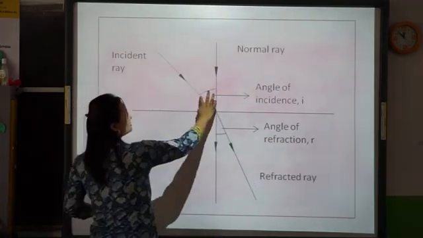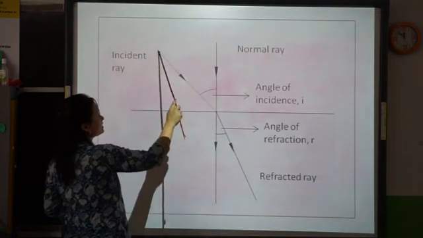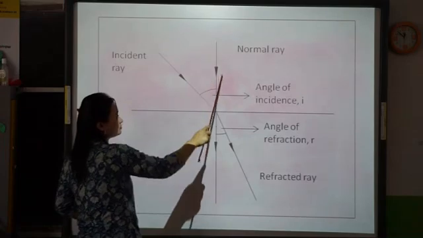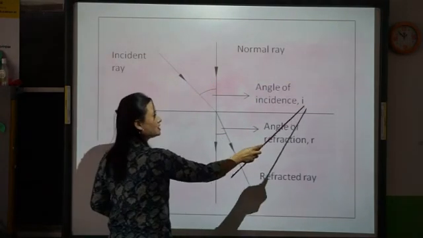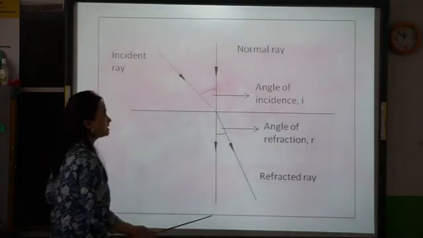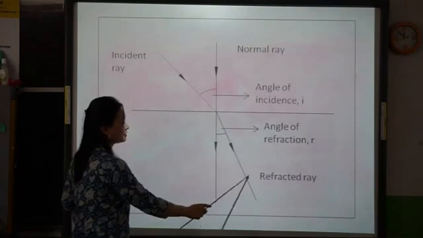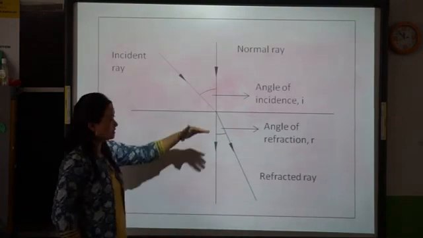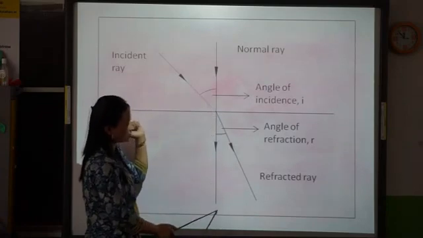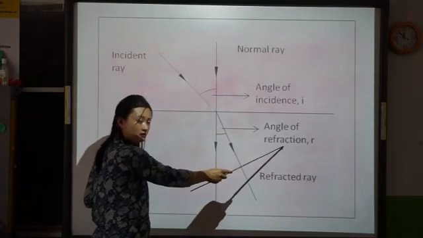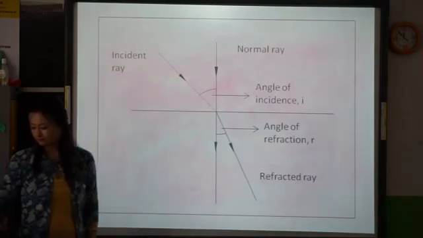Now, the angle formed between the incident ray and the normal is called the angle of incidence, represented by small i. The angle formed between the normal and the refracted ray is called the angle of refraction, represented with small r.